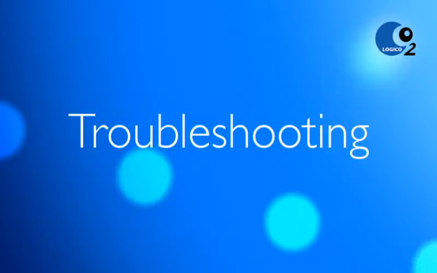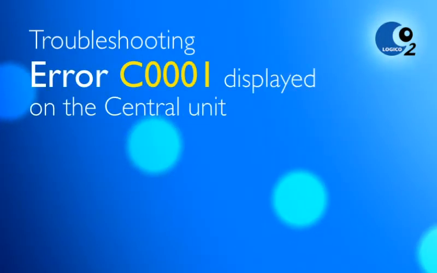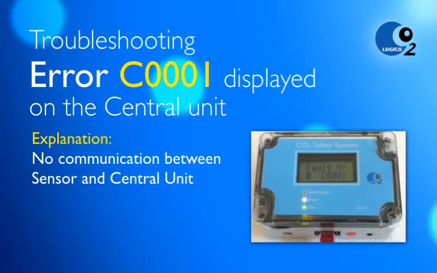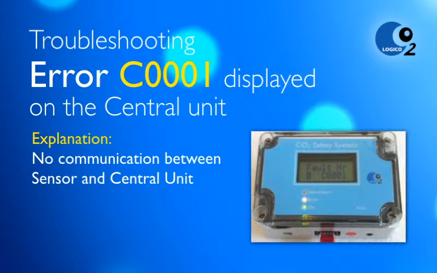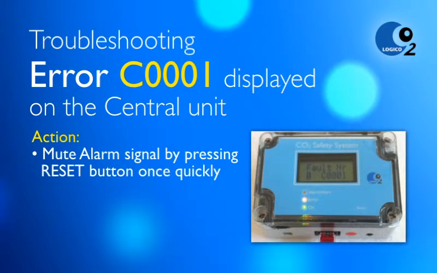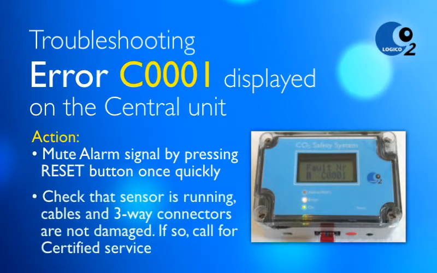If you have an error code C001 displayed on the blue central unit, there is no communication between the sensor and the central unit. Mute the alarm signal by pressing the reset button once quickly, and then check that the sensor is running and the cables in the three-way connectors are not damaged. If so, call for service.